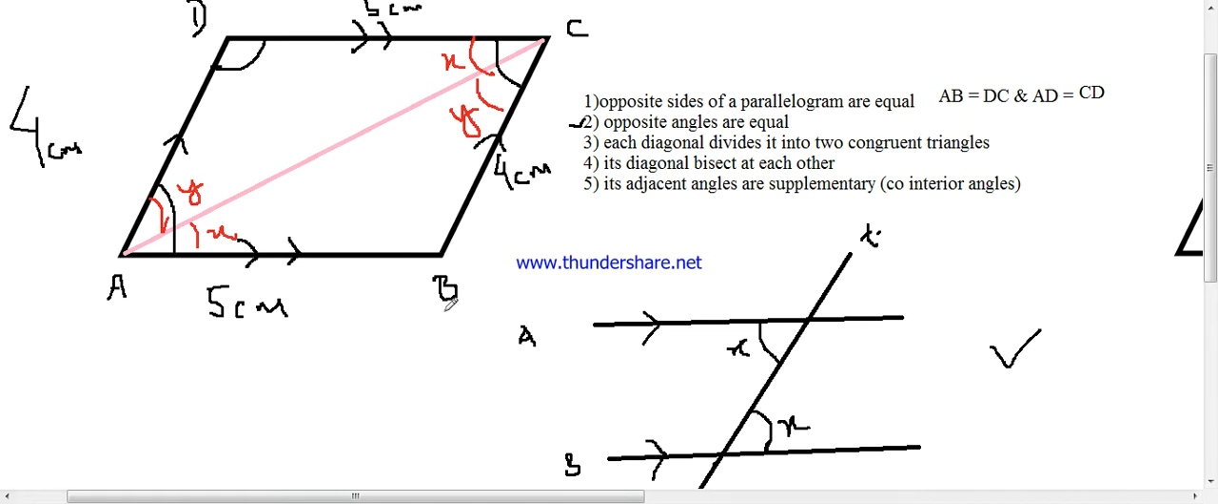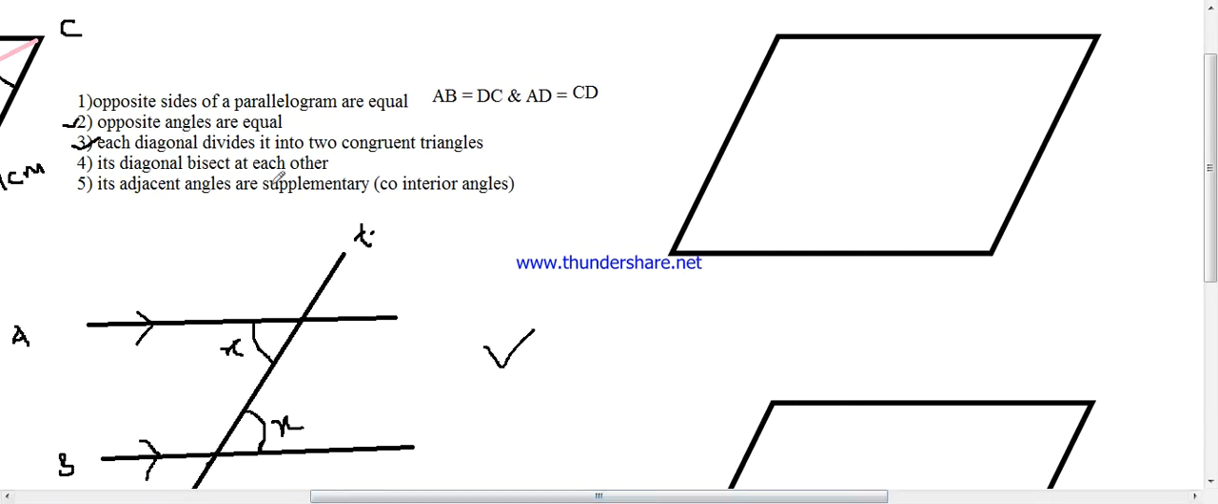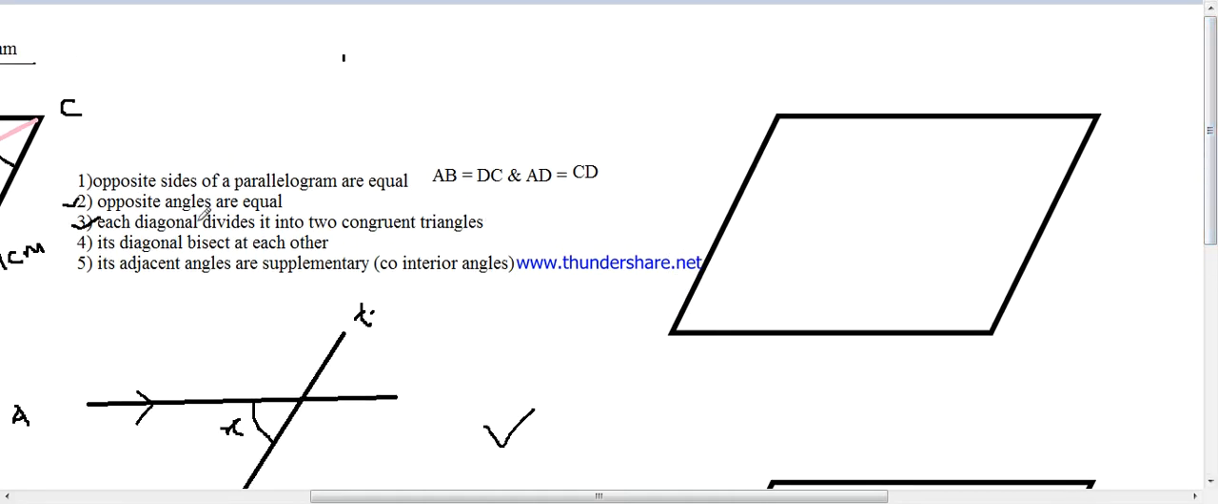So let me just erase this part. Alright, next what I'm going to discuss is point number 3. Each diagonal bisects and divides into two congruent triangles. Now I'm going to take this figure with me. Point number 3. Each diagonal divides it into two congruent triangles.